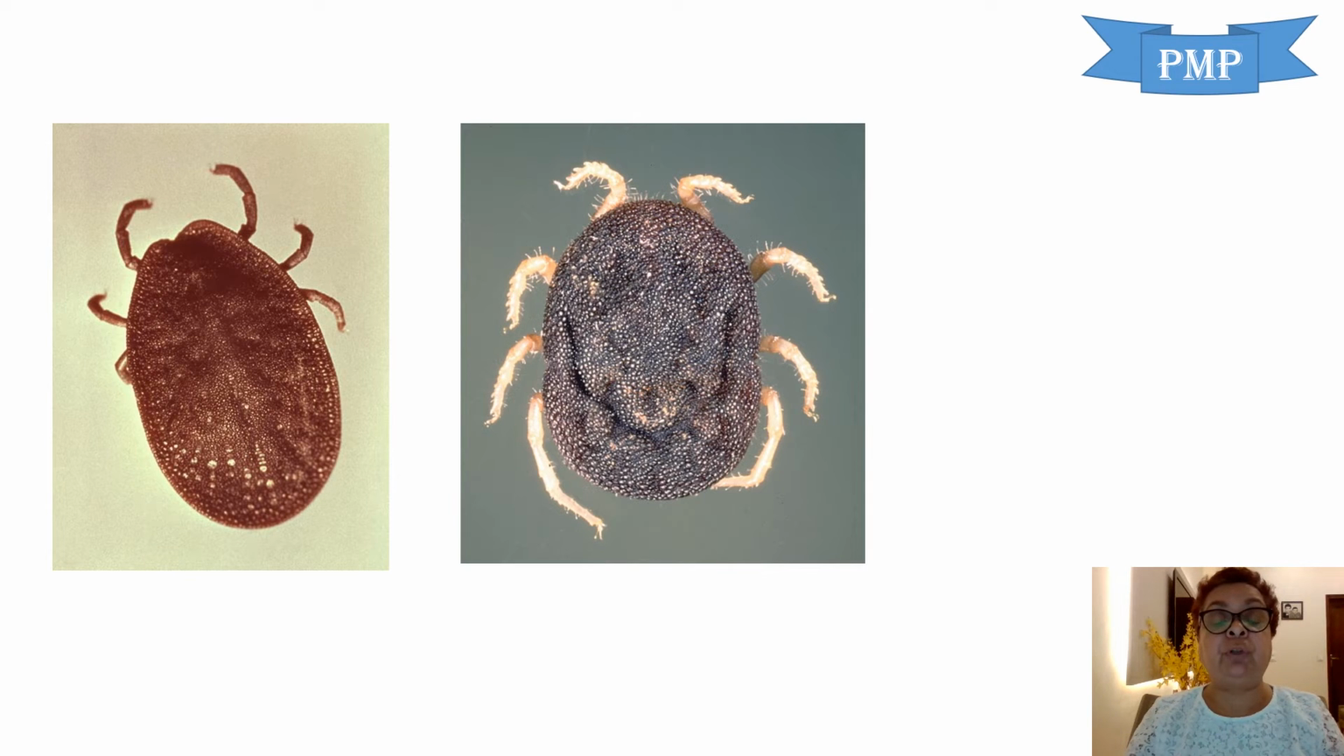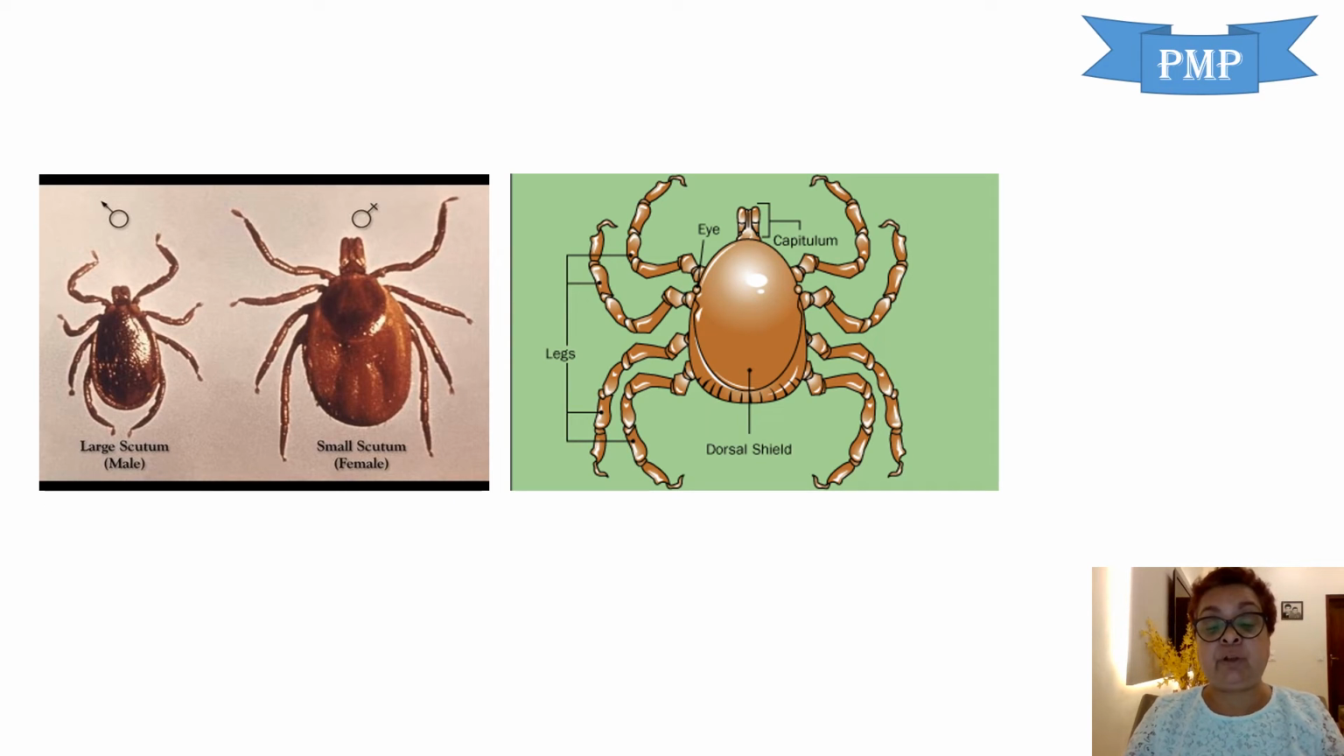These are pictures of the soft tick, right? So soft ticks, generally, what is the important disease transmitted by soft tick? Relapsing fever, or endemic relapsing fever. This is a picture of the hard tick. Can you appreciate the difference? There is a dorsal shield. This dorsal shield is bigger in case of males in comparison to females. Can you compare the pictures?